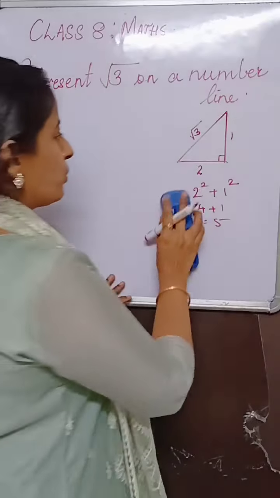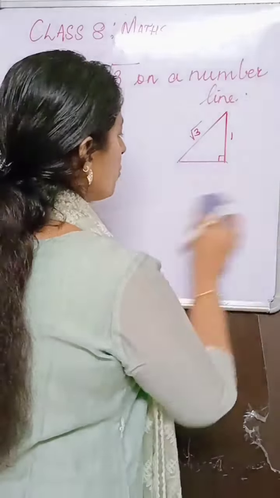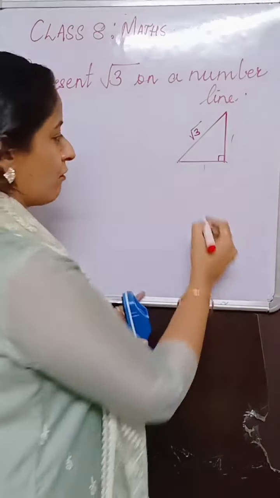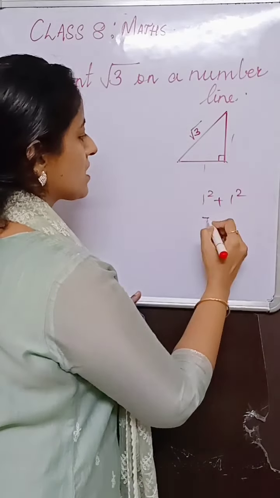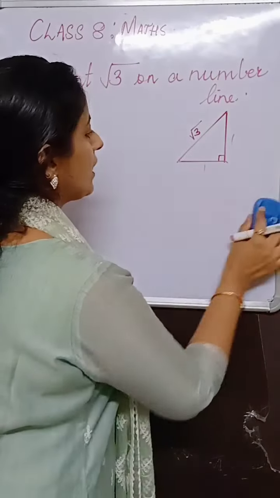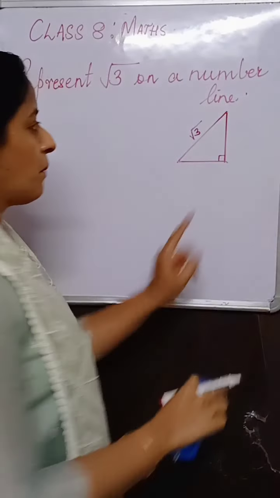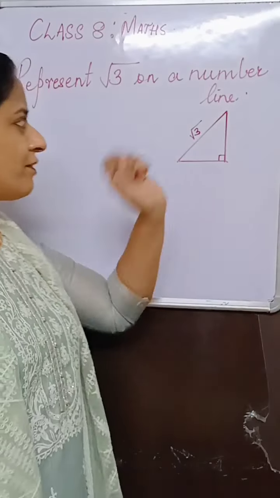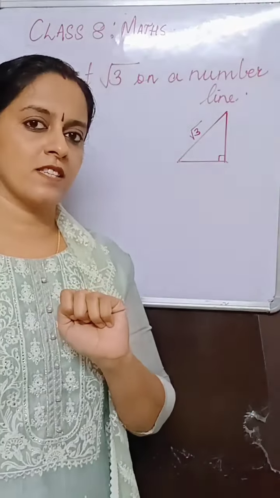We want 3 as our answer. So what will we do? What should be the sides? 2 and 1 is wrong answer. 1 and 1 we can't take. 1 square plus 1 square is 1 plus 1, 2. That is for root 2. Okay, that we already learned. For root 2 we are taking perpendicular sides as 1 unit, 1 unit. So if you want root 3, what should be the sides?